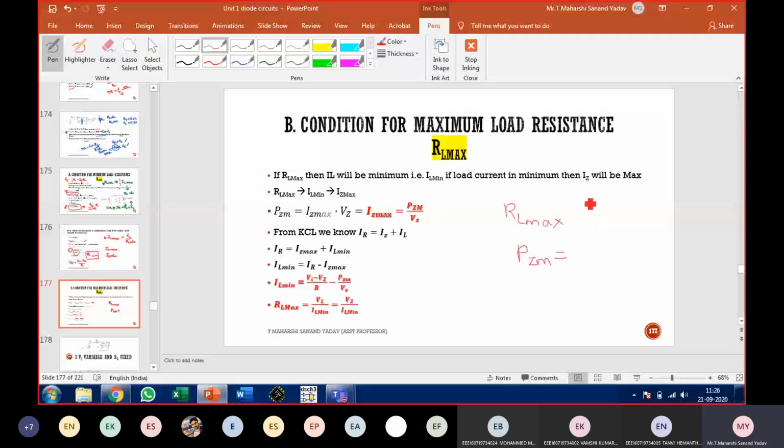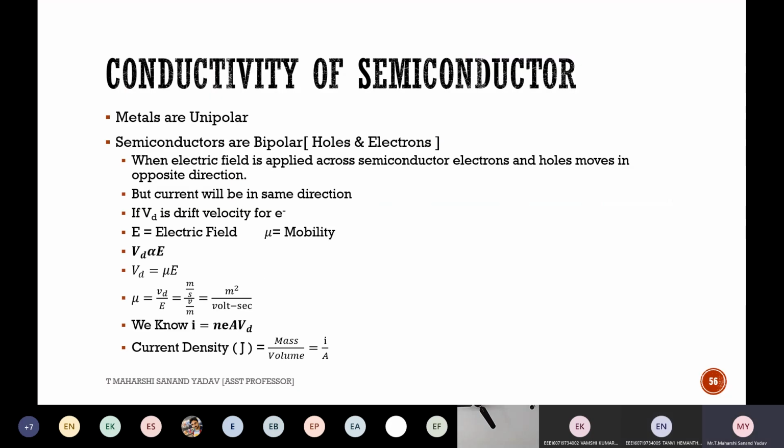Guys, are you able to hear me at least? There are three formulas: V into I, I square R, and V square by R. So here I'm making use of this V into I formula. So here PZM can be written as IZ max into VZ. So here IZ max can be written as PZ max by VZ.